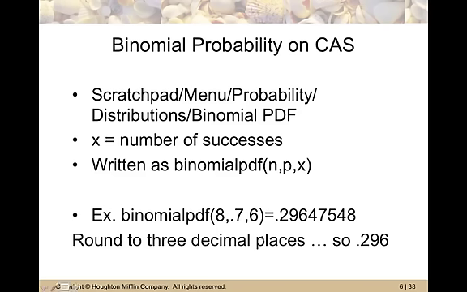N, P, X. So for this case, you're going to enter 8 for N, 0.7 for P. Okay, it says X is optional. You want to do that, or else it gives you a whole list of things. So 6, and you get the same thing. So round to 3 decimal places, so 0.296.